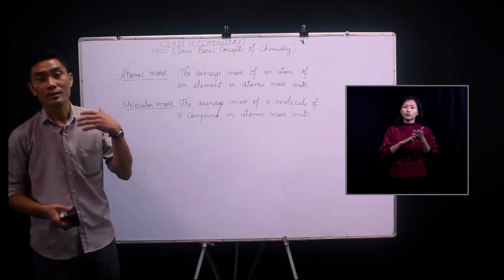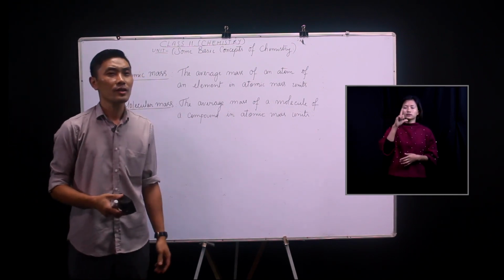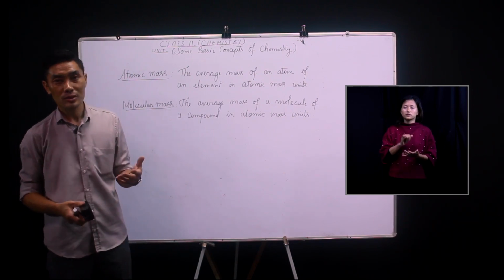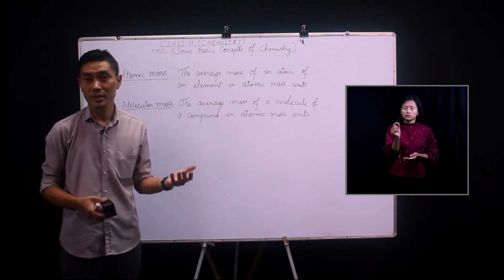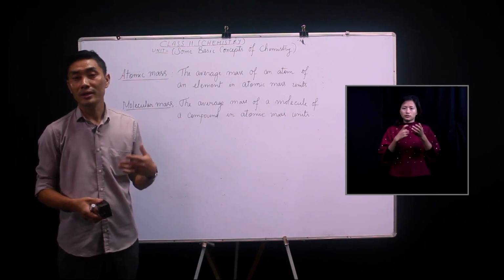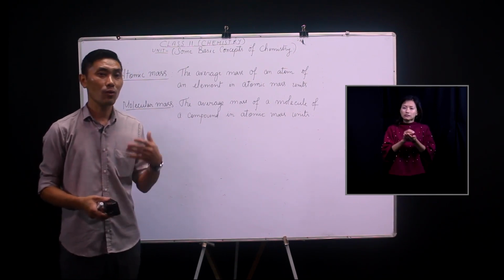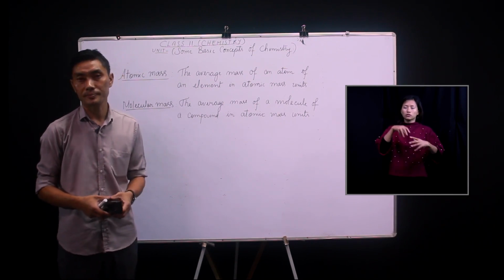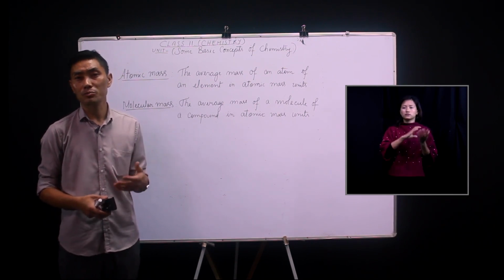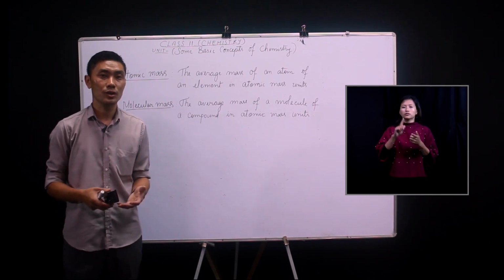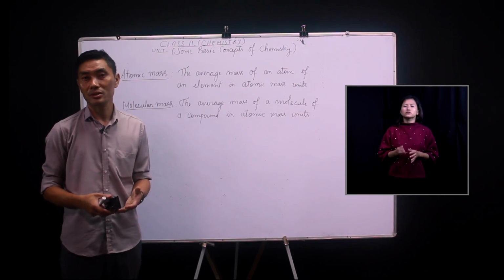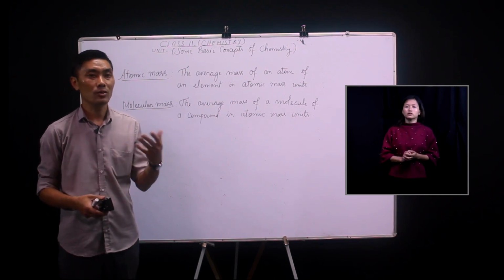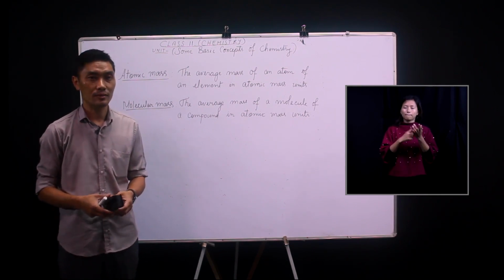Now, in your previous classes, you've learned that an atom is the smallest particle of any substance that can take part in chemical reactions and also maintain its identity throughout all physical and chemical changes. And a molecule is the smallest particle of any substance which can exist independently under normal conditions and also exhibit all the properties of the substance.